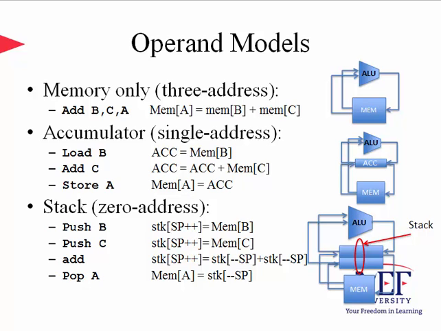For example, after pushing some values into the stack, the add instruction gets the first two values in the stack and computes the addition, and then writes the result at the top of the stack as shown. This operation is performed with the help of the stack pointer, which is automatically incremented and decremented.